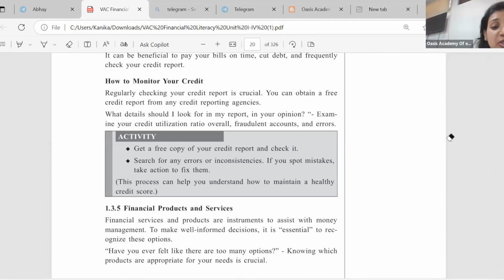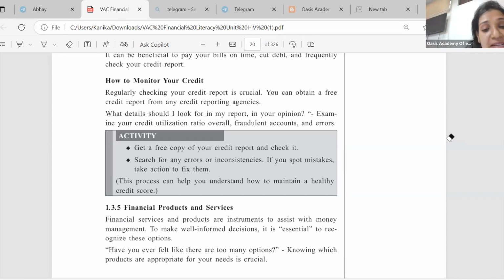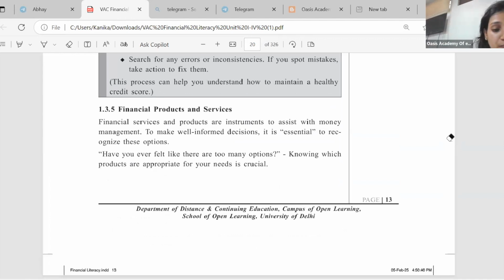Monitoring your credit is very important. You can obtain a free credit report from these agencies and know what your credit score is. What details should I look for in my report? You have to go to the reporting agencies and ask for a credit score.